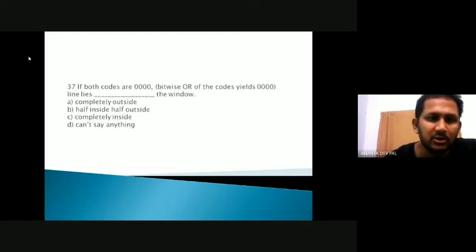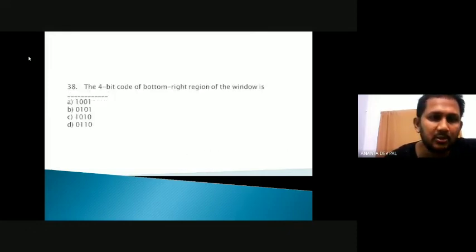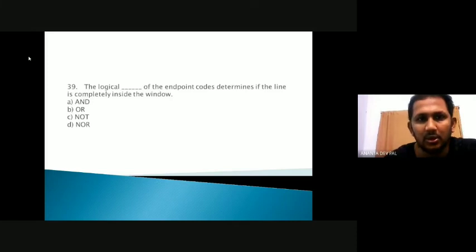If both codes are 0000, then the line is completely inside the window. The 4-bit code is TBRL, that is top, bottom, right, left. Bottom right means 0, 1, 1, 0. D is the right answer. Logical dash of the endpoint codes is used to determine whether the line is completely outside. A logical AND operation is performed.